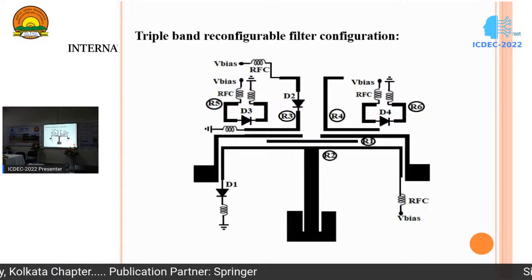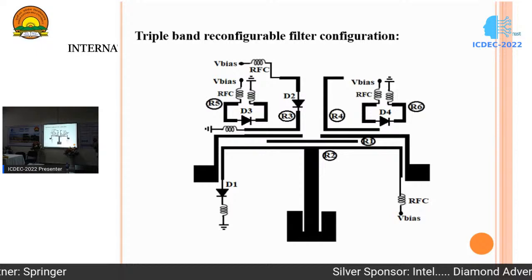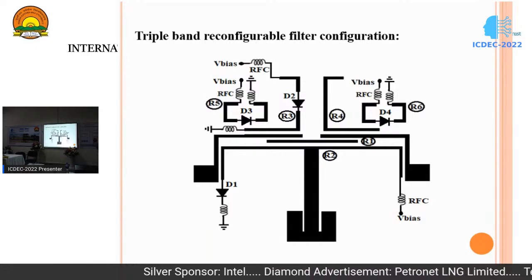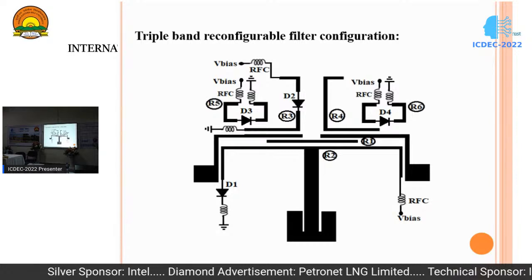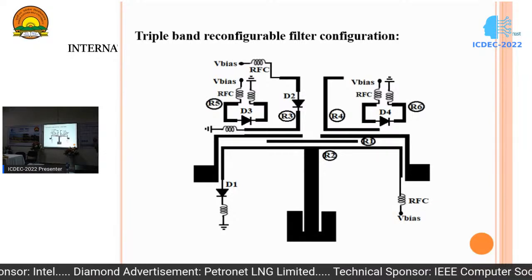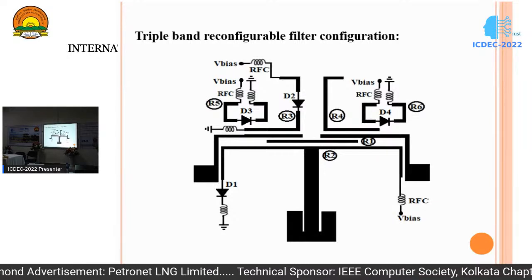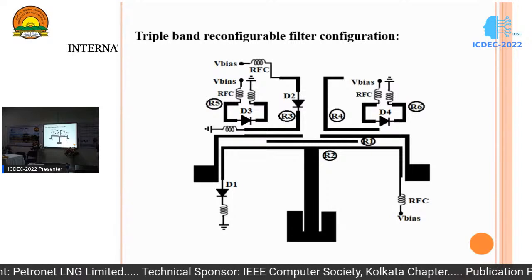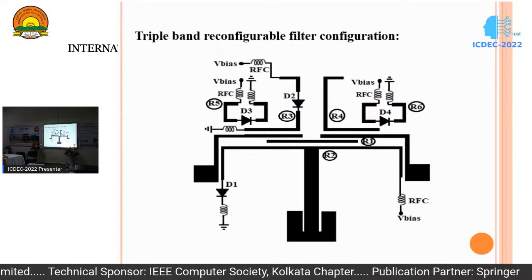For the fifth configuration, when the diodes D3 and D4 are on, the resonators R5 and R6 are active. Therefore, as I already told, it is creating a notch around 5.45 gigahertz. Therefore, in this configuration, the structure is able to give a triple band configuration.